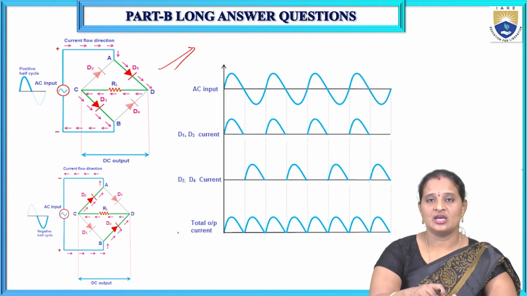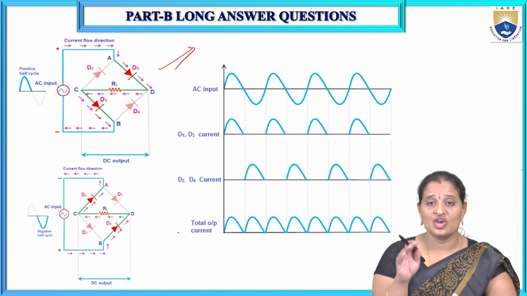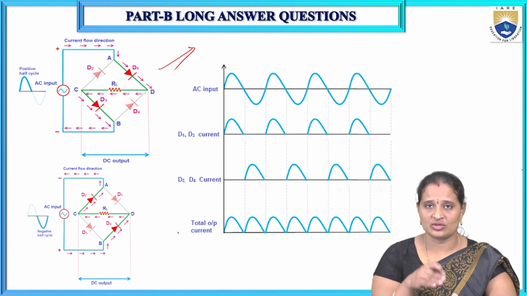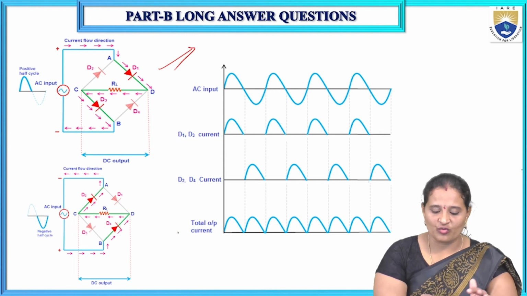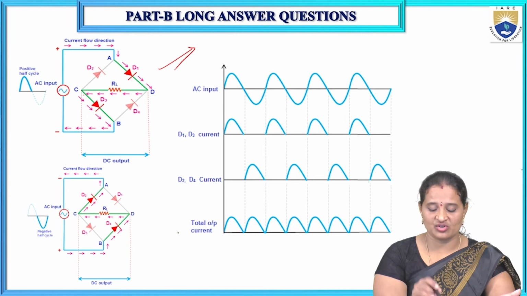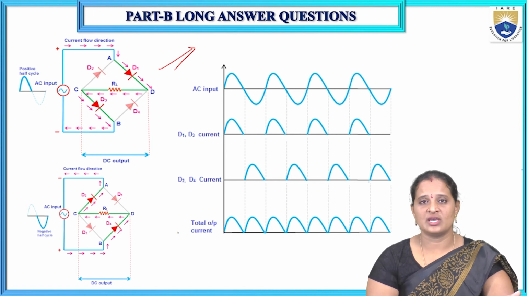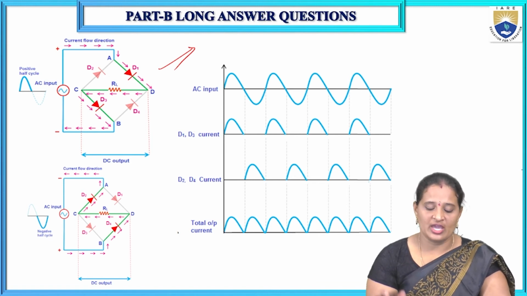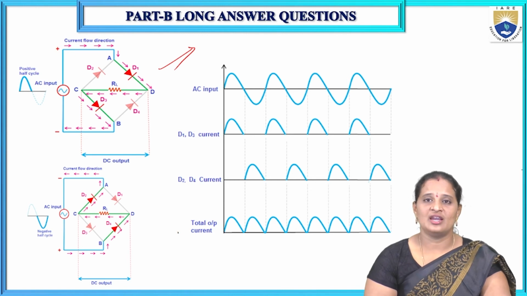Just explain a few points regarding the operation of bridge rectifier: which diodes are conducting, which diodes are non-conducting during the positive half cycle of input, and what is the amount of current and direction of current flowing through the load resistor, and what is the voltage drop across the load resistor. Just draw them using the waveforms. Okay, similarly explain the operation of bridge rectifier during the negative half cycle.